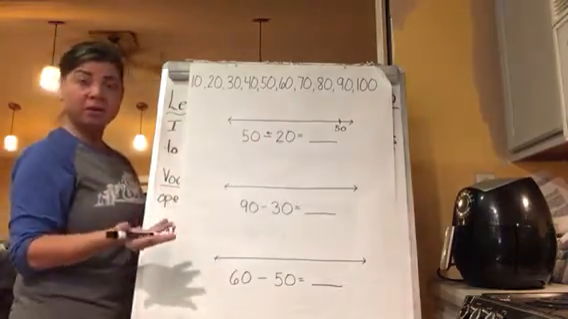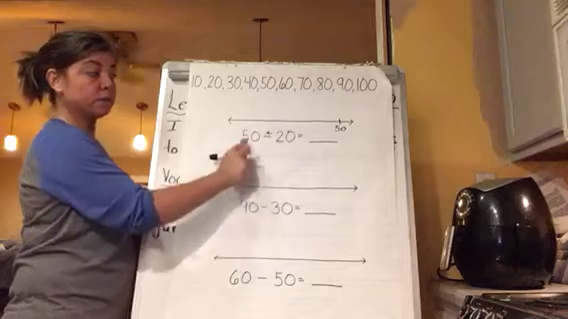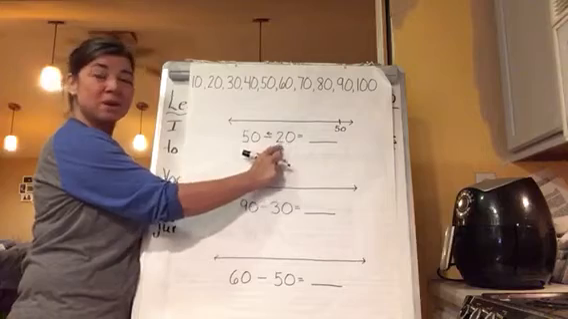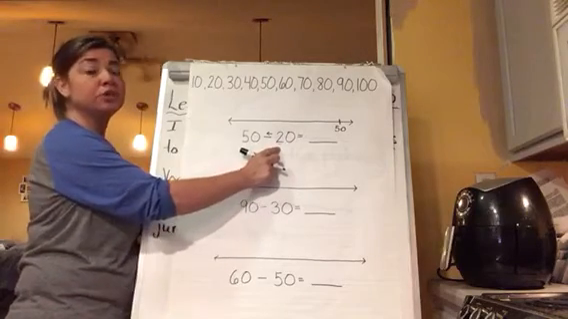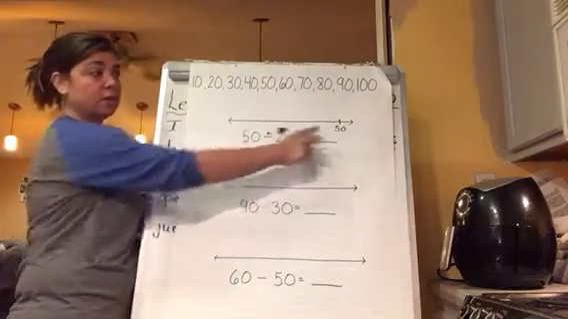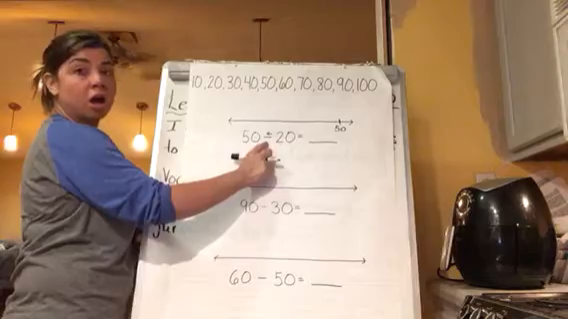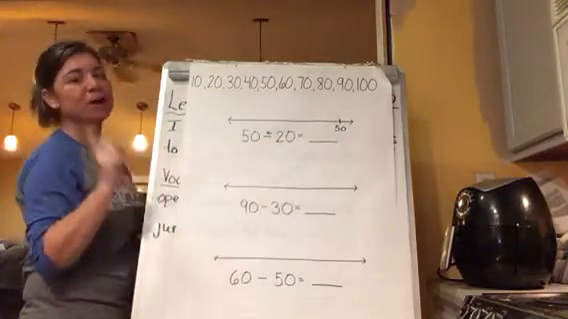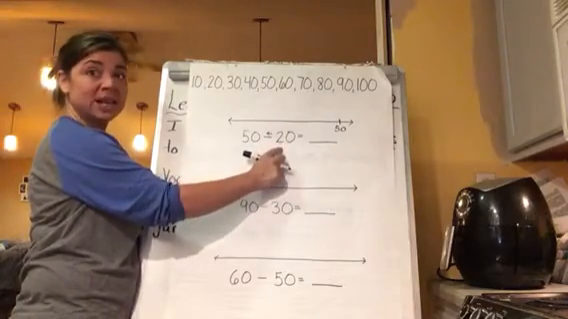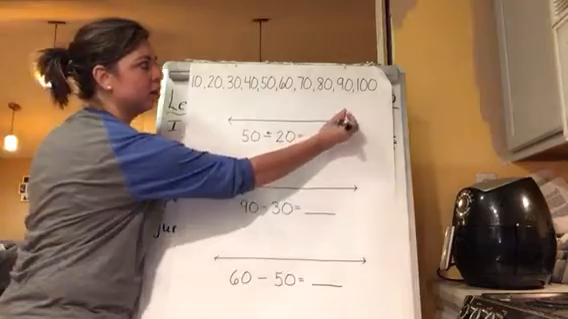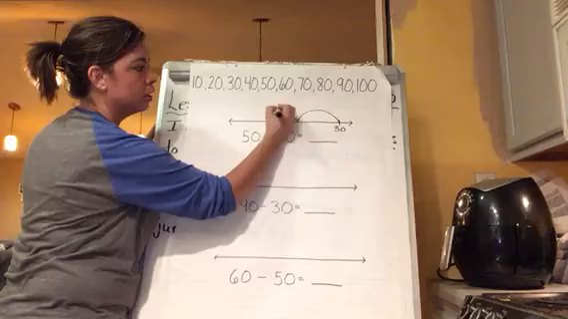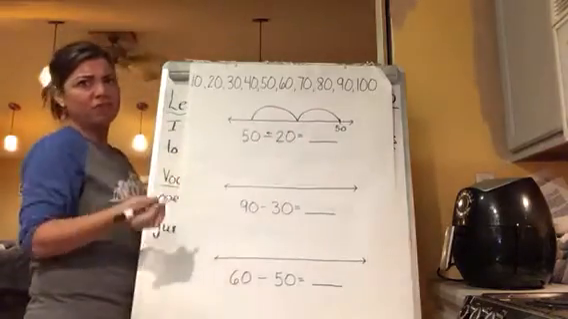So let's look at what we already know just from these numbers. We know where to start. We know what direction we're going. And we know how many times that we're going to jump. So let's show that on the number line. So this is 50. We start at 50. We're going to jump. That's right. We're going to jump back 2 times because 2 10s is the same as 20. So let's do that. So there's 50 and we go 1, 2.